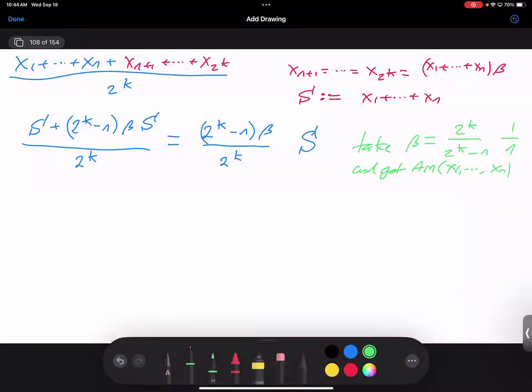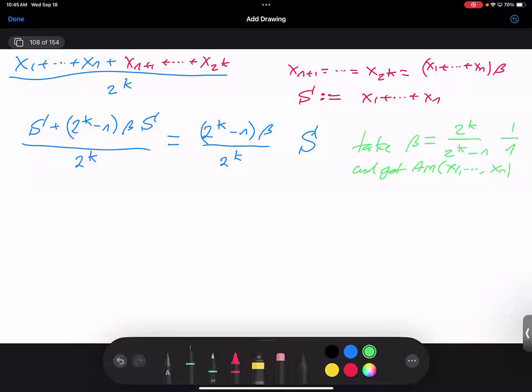Does this make sense? Do you see how the sum we have now is some multiple of s? We have the blue x's and the red x's, and we're dividing by 2 to the k. The blue x's sum to s. The red x's, each one of them is beta times s, and you said correctly, there's 2 to the k minus n of them. So this is the arithmetic mean of x1 through x2 to the k. We don't want that. We want just the arithmetic mean of x1 through xn. We want just the blues divided by n, not everything divided by 2 to the k.